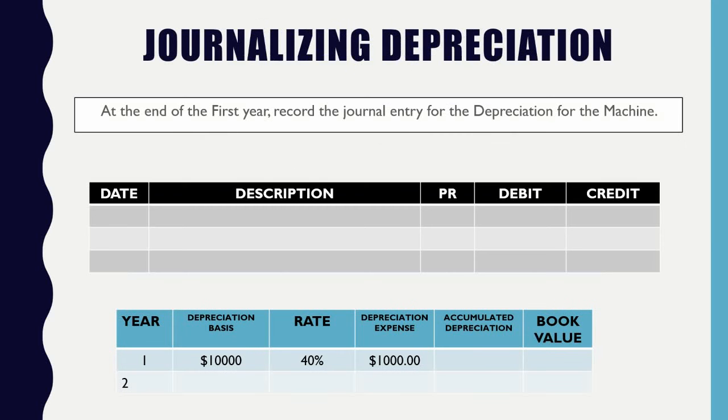Okay. And same thing, journalizing is pretty straightforward. In this case, we're going to journalize the first year of depreciation. So what's my account going to be? Depreciation expense for the debit, and accumulated depreciation for the credit. Good. And it's going to be for $1,000, assuming that your depreciation is recorded at the end of the year.